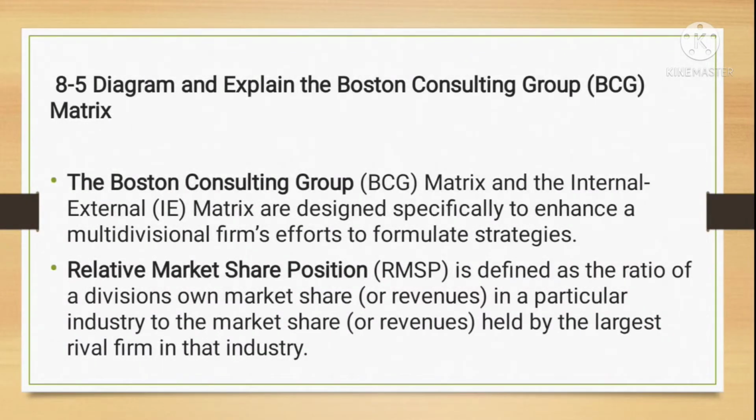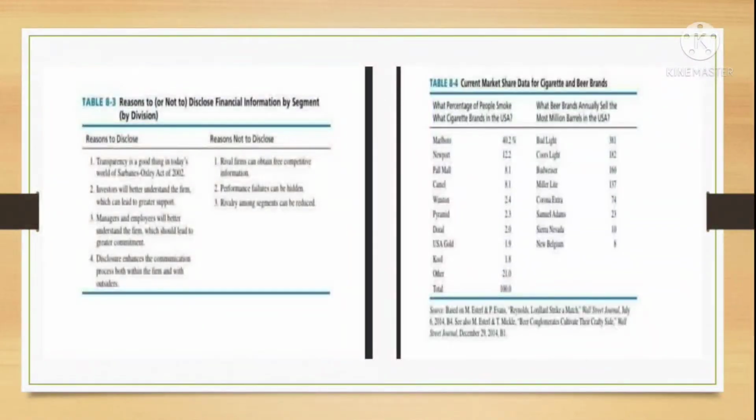So, examples of relative market share position: number of stores or number of restaurants, or in the airline industry, number of airplanes. So, we have table 8-3 and table 8-4. So, table 8-3.